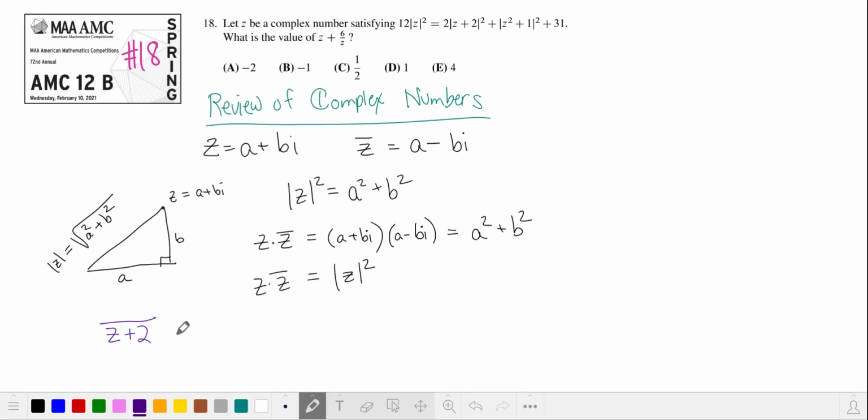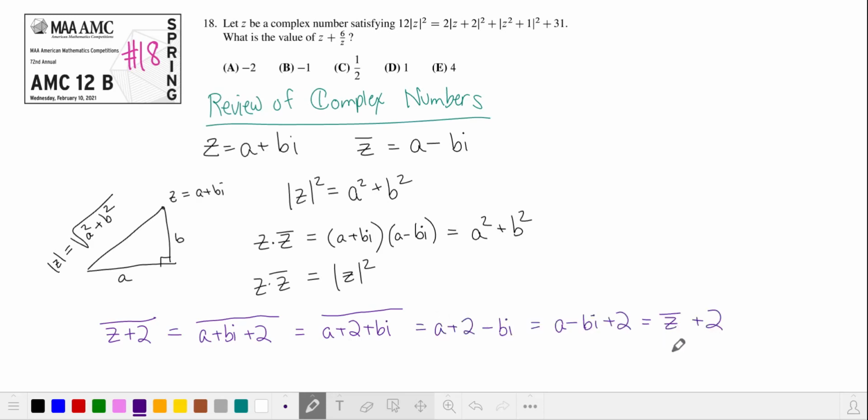The conjugate of z plus some real number, for example 2, we can write as a plus bi plus 2. We notice that taking the conjugate doesn't affect the real part of a complex number. So we can just take the conjugate of the complex part and add the real part to it. So let's solve the problem.